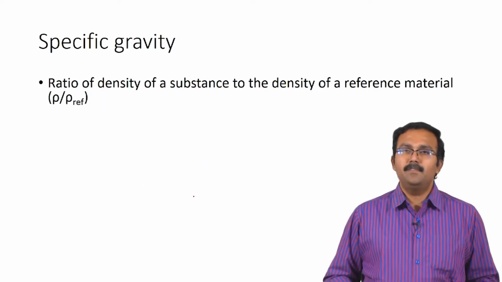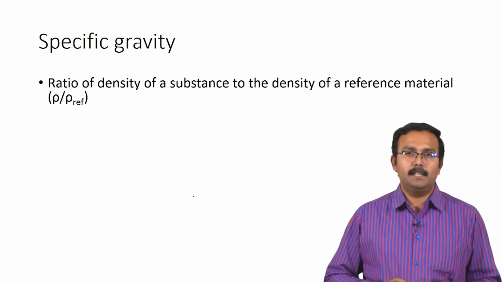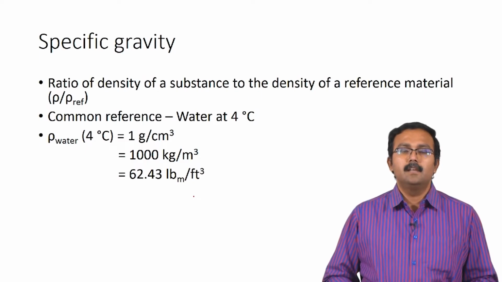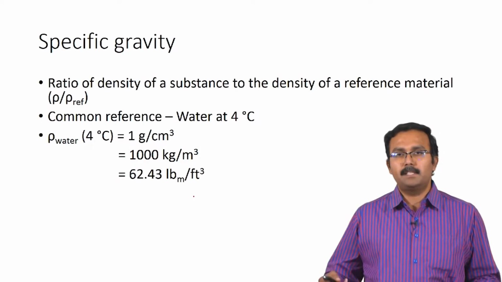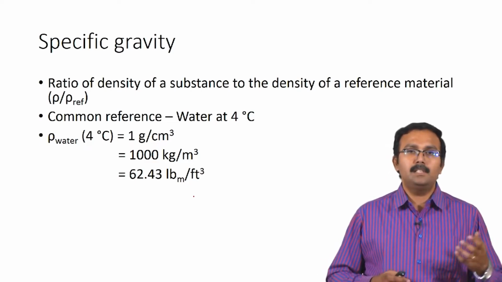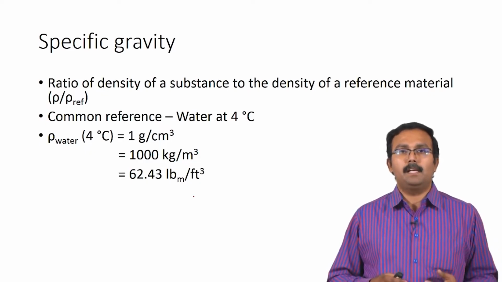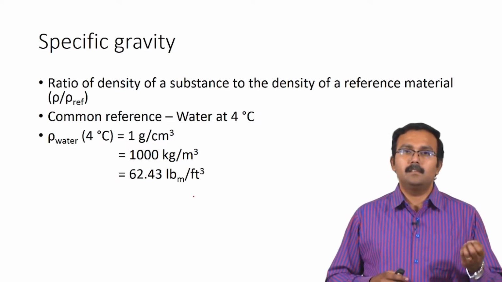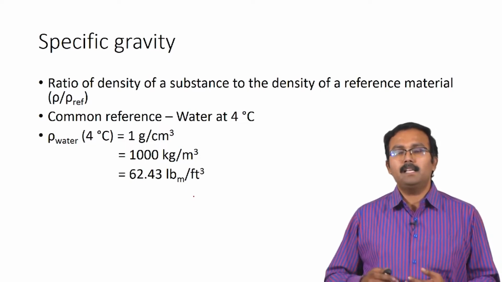Specific gravity is defined as the ratio of density of a substance to the density of a reference material. The reference material which is commonly used is water at 4 degrees Celsius. This is because density of water at 4 degrees Celsius is 1 gram per centimeter cube or 1000 kilograms per meter cube. So when we use SI units and CGS units, these are round numbers which are easy to remember and apply. However, if you were to use American engineering units, the number is a little more cumbersome, which is 62.43 pound mass per feet cube.